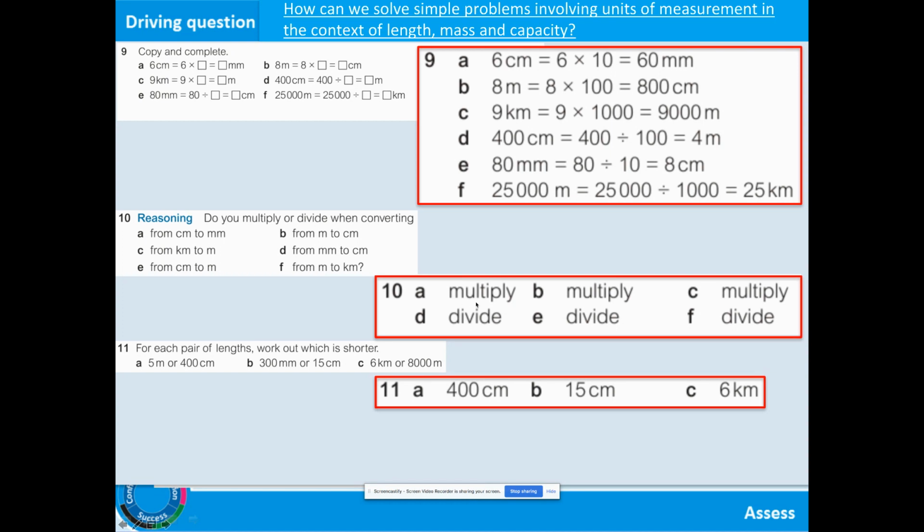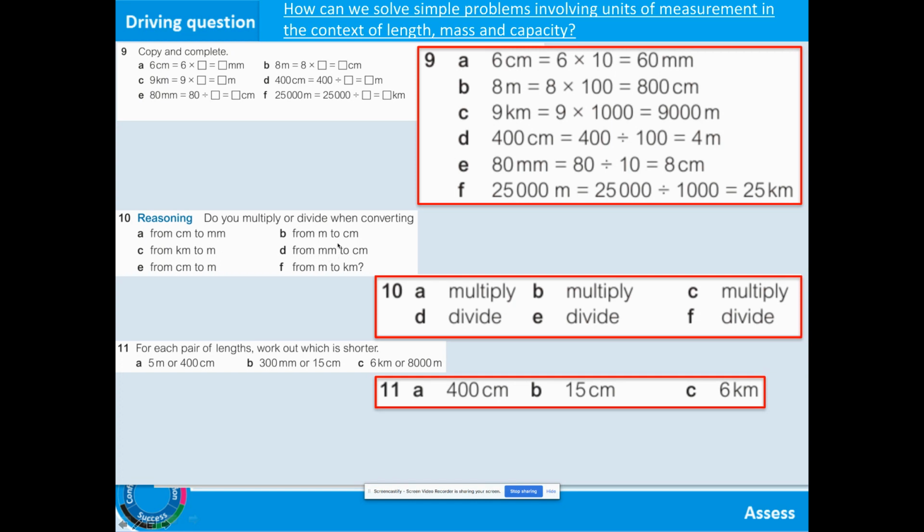Right, do you multiply or divide when converting? So centimetres to millimetres, we're going to multiply by 10. Metres to centimetres, we're going to multiply by 100. Kilometres to metres, we're going to multiply by 1,000. You don't need to write the numbers in. It wasn't asked in the question, but that's what it would be.